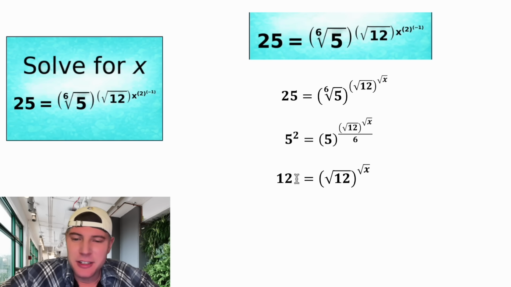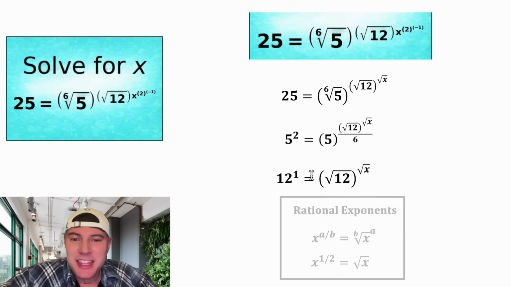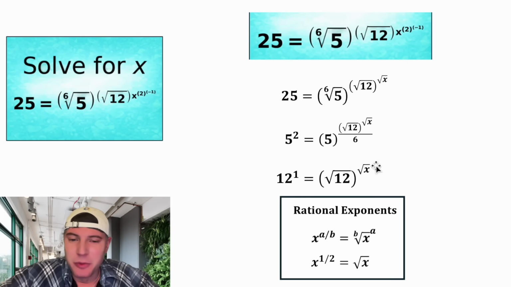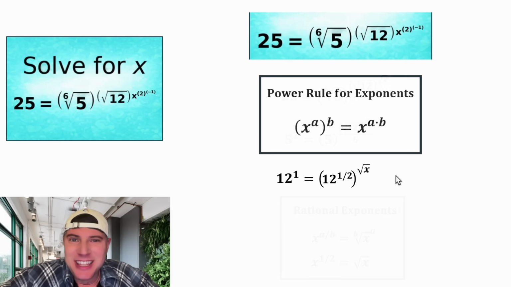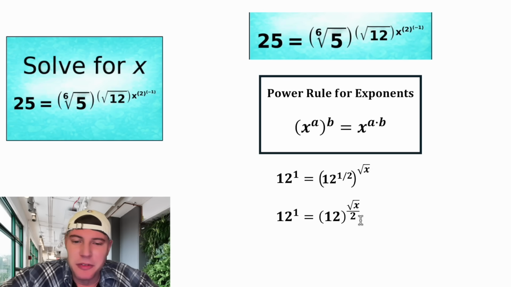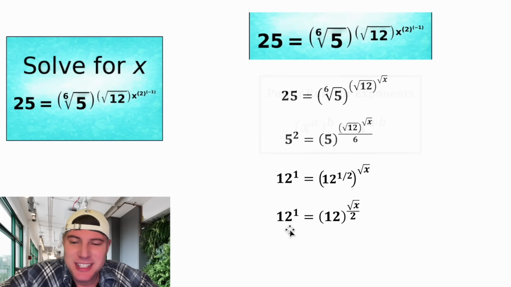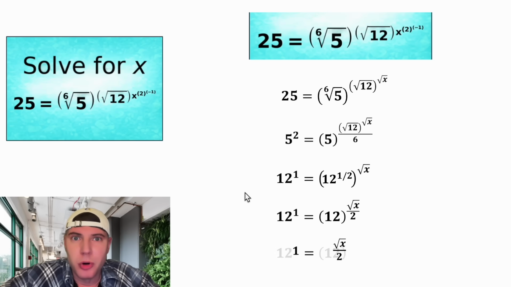On the left-hand side, it'll be 12 to the power of 1. And then on the right-hand side, using these notes, we can rewrite the square root of 12 as 12 to the 1/2 power. And then using these notes, we can multiply this 1/2 times the square root of x, giving us square root of x divided by 2. So now since each of these have a base of 12, the only way this can be true is if the exponents are equal to each other. Or in other words, we can drop the base.